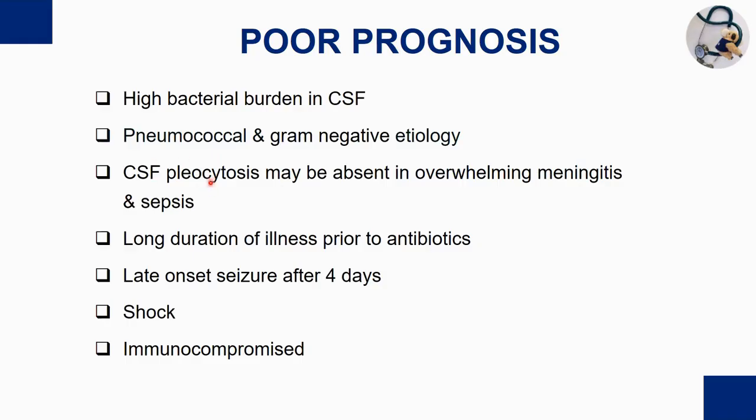So if the patient is very sick and ill looking and the CSF is normal, pleocytosis is not seen, that is also a bad prognostic sign. Long duration of illness prior to antibiotic is bad. Seizure persisting for 4 days or seizure starting after 4 days of meningitis, both are indicating poor prognosis. Then shock, immunocompromised patient has a bad prognosis.